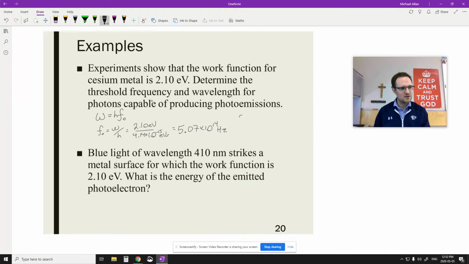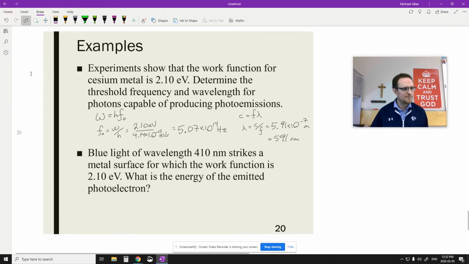And then I'm going to use the universal wave formula here, f lambda is equal to c, to find out what my wavelength is. So the speed of light divided by this number ends up being 5.91 times 10 to the negative 7 meters, which ends up being 591 nanometers.